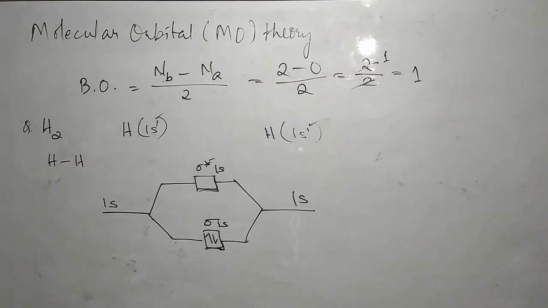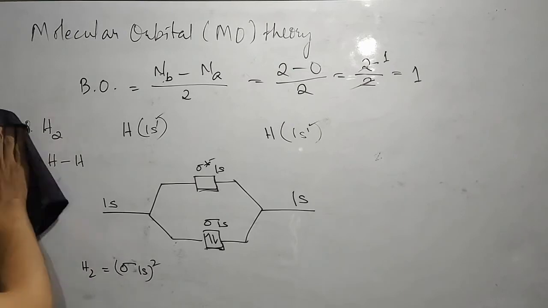The molecular configuration can be represented as sigma 1s 2. We represent it like this. This one we are not writing because no electron is present, so it doesn't make sense. Now let's try the next one.